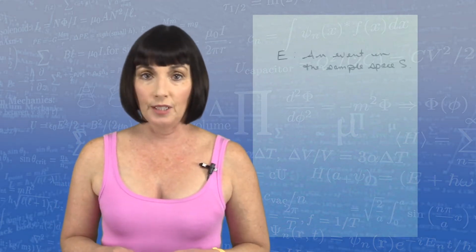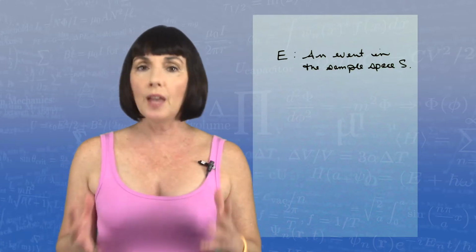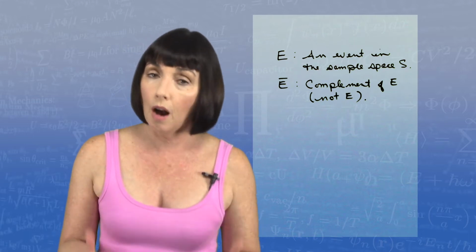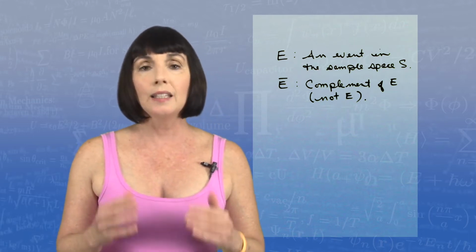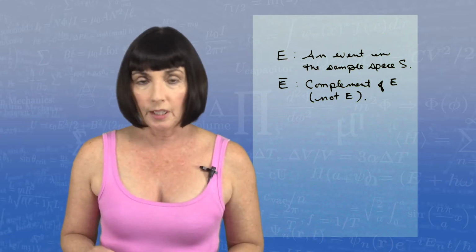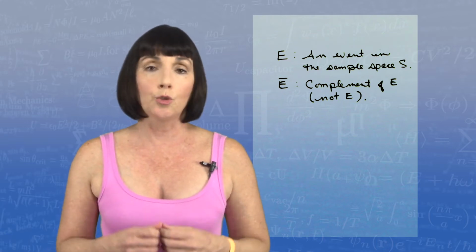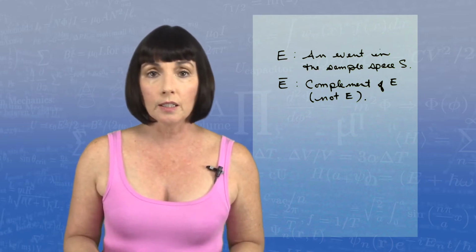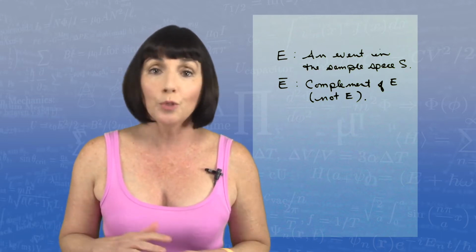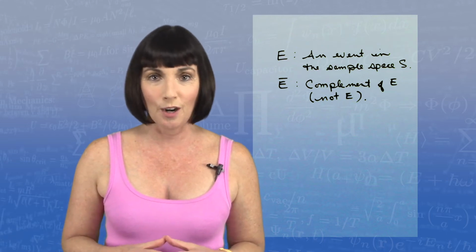Let's start with a definition. E is an event in our sample space S, and E bar is the complement of event E. In other words, not event E. So, for example, if my event is I draw a heart out of a deck of cards, then the complement to that event would be I don't draw a heart out of my deck of cards.